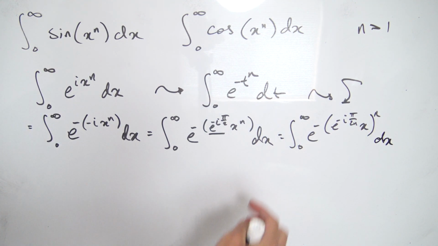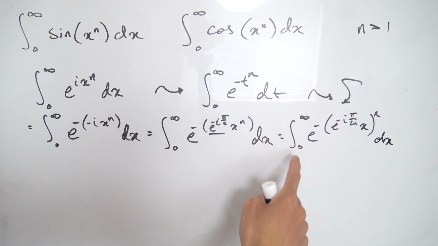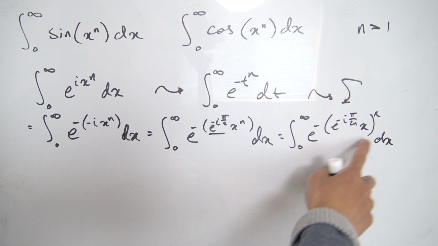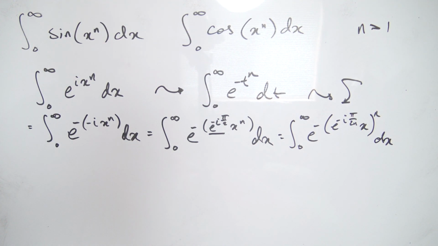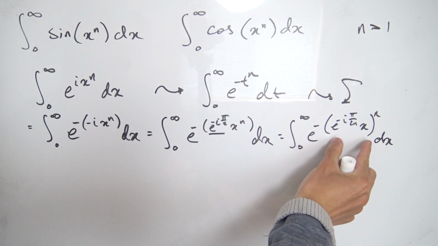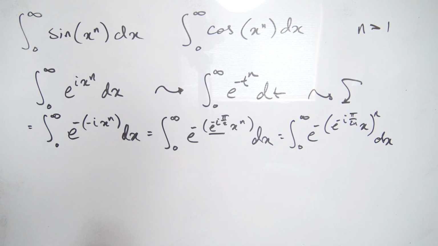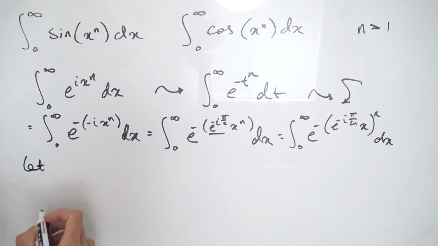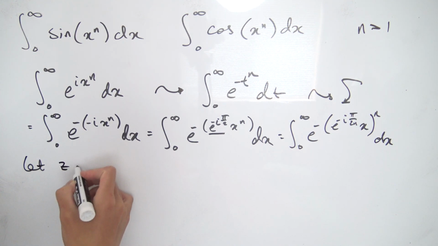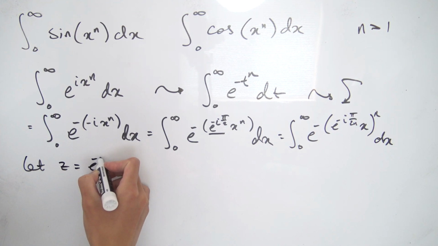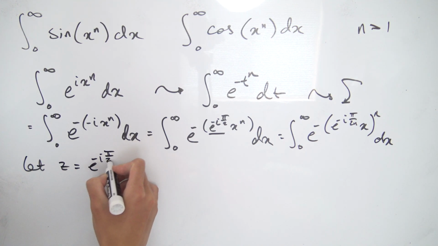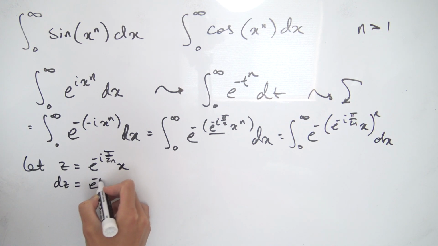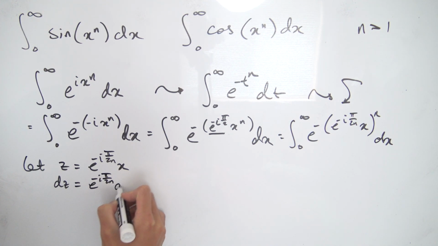Alright, and as you can see, we're basically in this form over here because we have the integral from 0 to infinity of e to the minus something raised to the nth power, and let's just do a substitution to reduce this something into one variable. So let's call z equal to e to the minus i pi over 2n times x, which means dz is equal to e to the minus i pi over 2n dx.